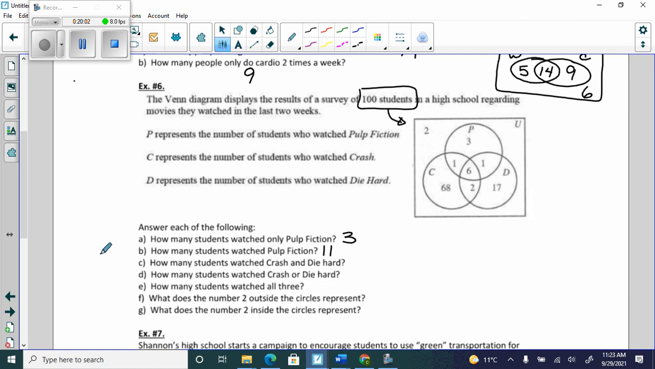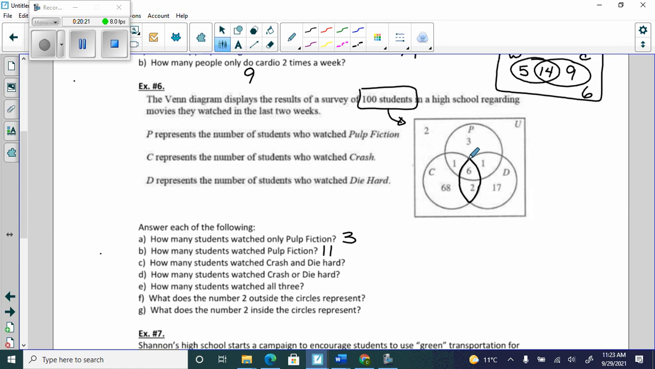The next one says, how many students watched Crash and Die Hard? So when we do "and" of two sets, "and" is what shape on a Venn diagram? The eyeball. So we're going to go to the Crash and Die Hard eyeball, which is here. This is the overlapping eyeball. So how many watched Crash and Die Hard?